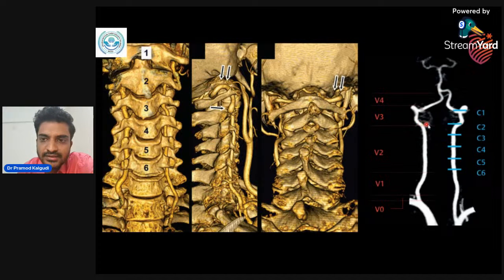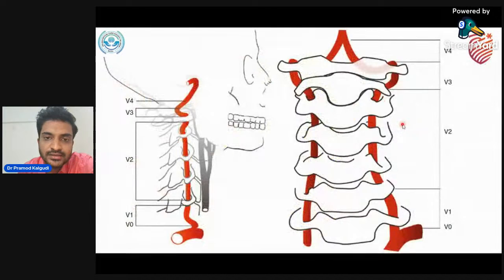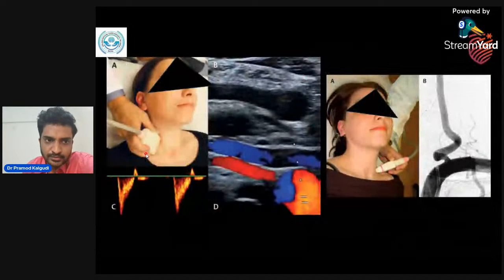Outside the C2, between the C1 and C2, you have it arching and entering the skull. That is your V3. The V4 segment is the intracranial part, which we'll see in the later slides. So these are the ones which you can visualize using the ultrasound. We can visualize V1, V2, V3 and V4. But in the neck, only V3. We won't be able to visualize V4 with the linear probe.